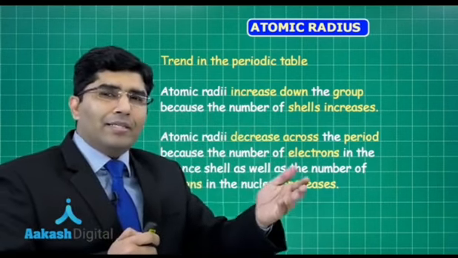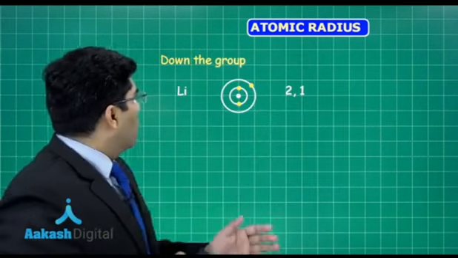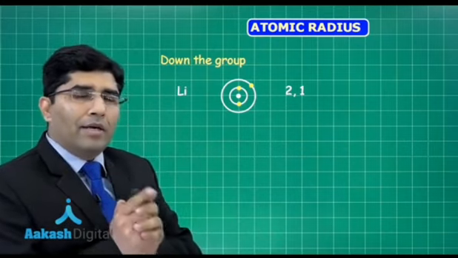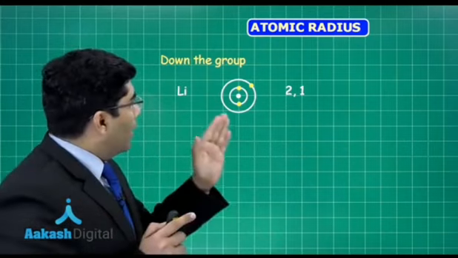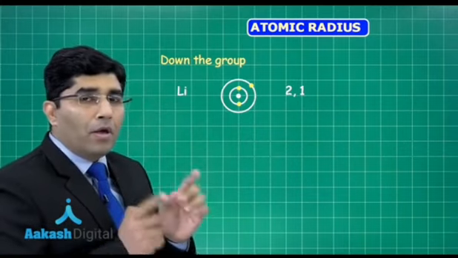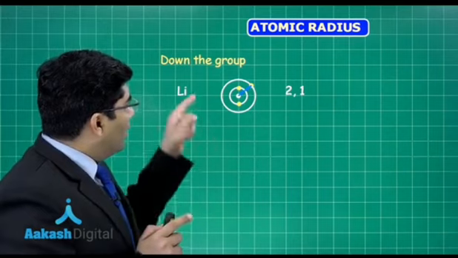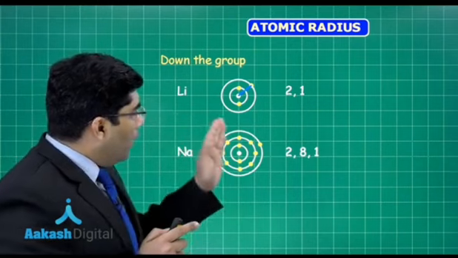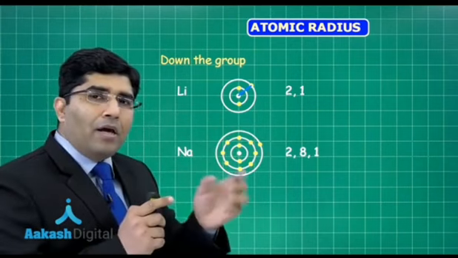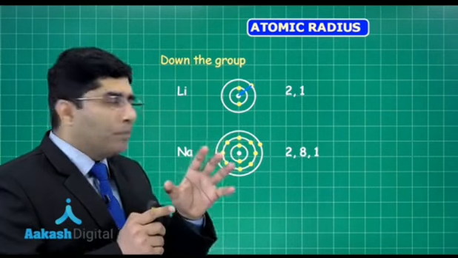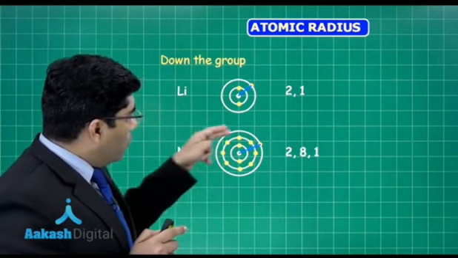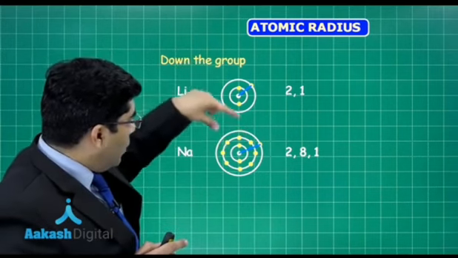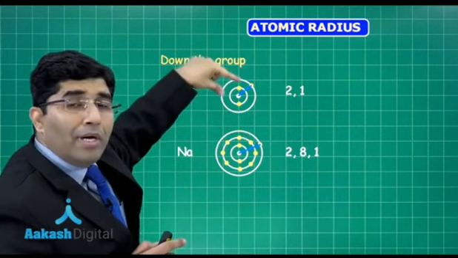Let's discuss in detail. For example, if we take the first group, the first element is lithium. You all know that the electronic configuration of lithium is 2,1, and the atomic radius will be this. If we take sodium, it will be 2,8,1. There is an extra shell in sodium, so the atomic radius of sodium will be bigger than that of lithium. You can clearly see that the radius of sodium is bigger than that of lithium.